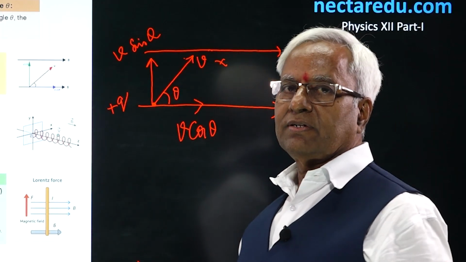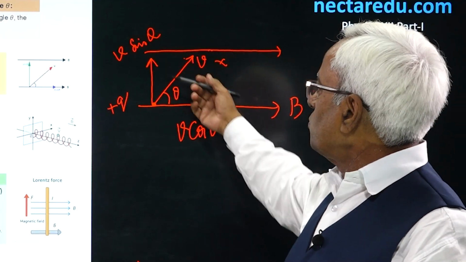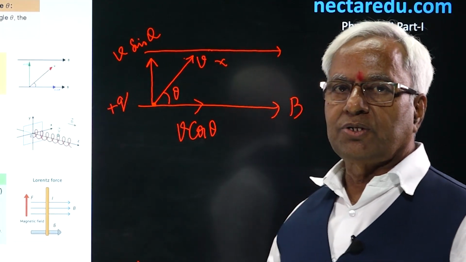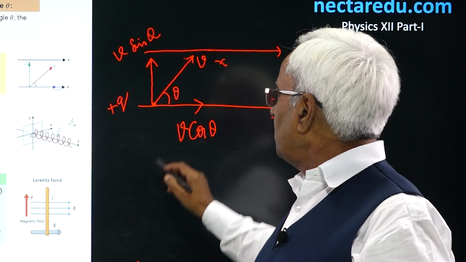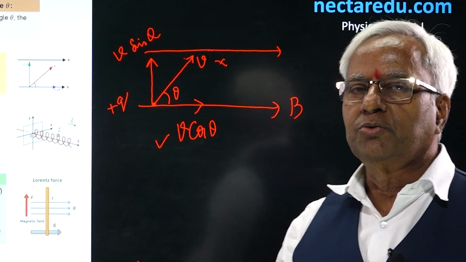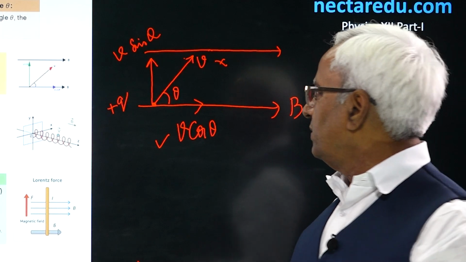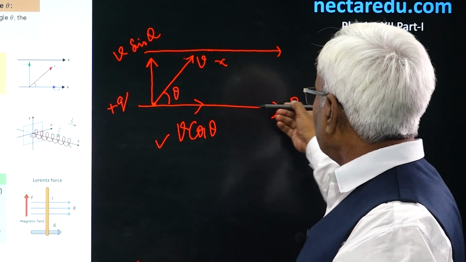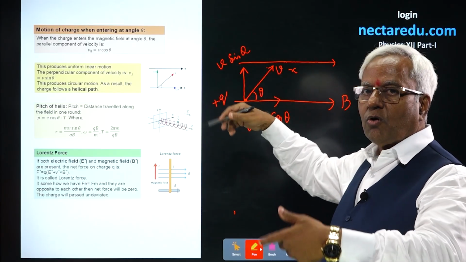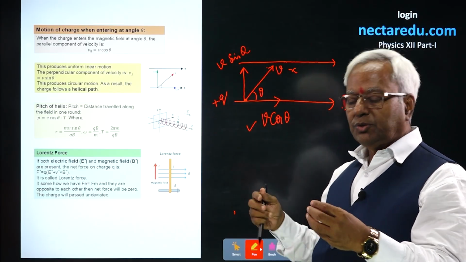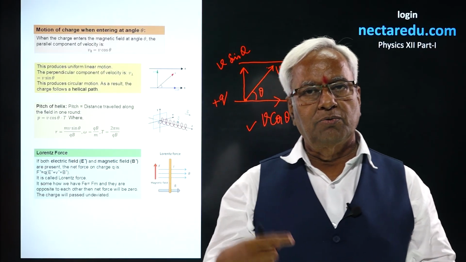Once you resolve the vector, that means the vector is no more there. So you are having two components. You might say there are two velocities, one parallel to the field, the other perpendicular to it. The parallel component, v cos theta, is going to take the charge undeviated along the same direction, whereas this v sin theta will cause the circular motion. There is going to be superposition of both the effects, that's a straight line path and circular path.